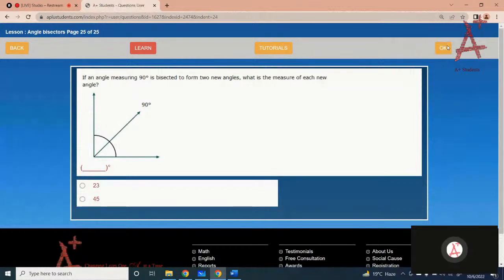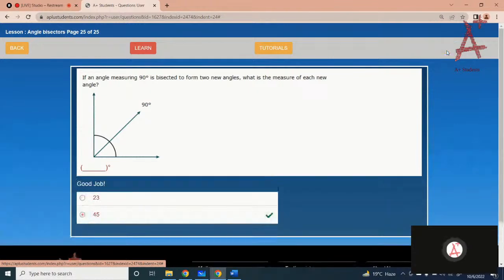If an angle measuring 90 degrees is bisected to form two new angles, what is the measure of each new angle? 90 divided by 2 is 45. So we have completed the topic.